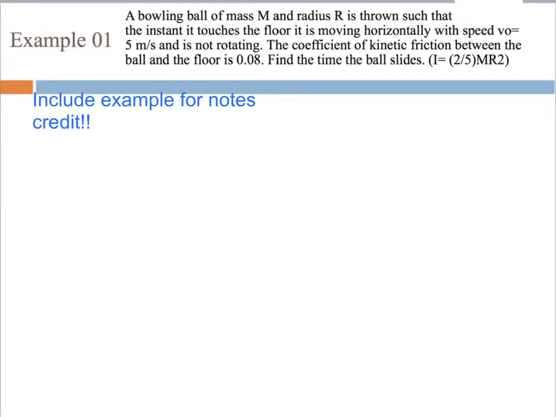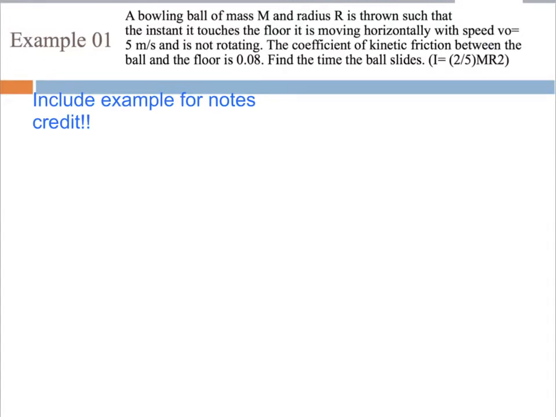In this example, we have a bowling ball of mass m and radius r that is thrown such that the instant it touches the floor, it is moving horizontally with a speed v naught equal to 5 meters per second, and it is not rotating. The coefficient of kinetic friction between the ball and the floor is 0.08, and we're asked to find the time the ball slides.